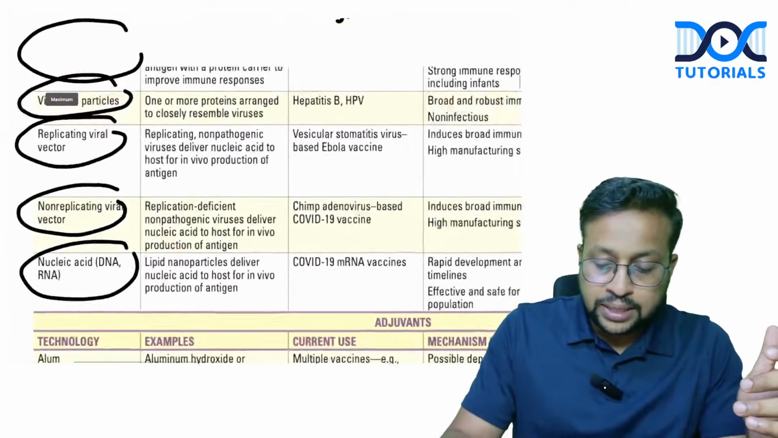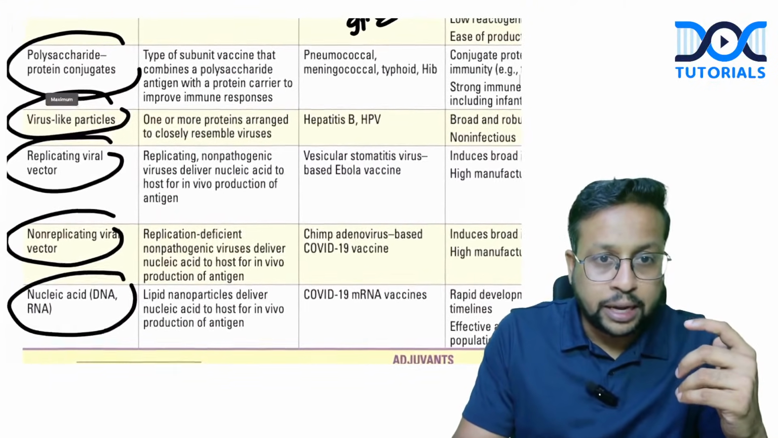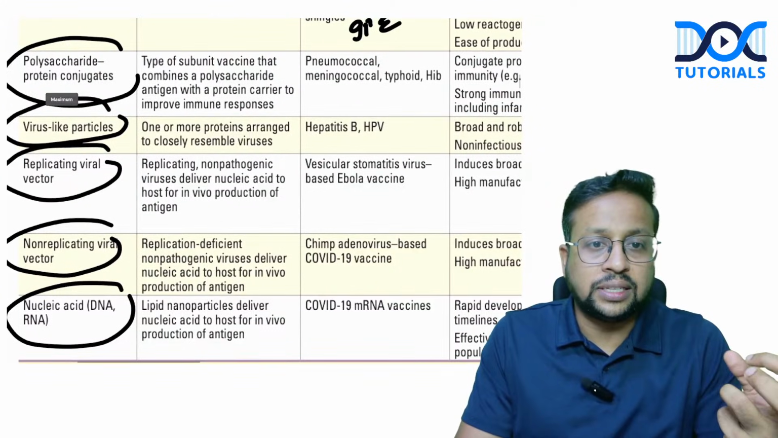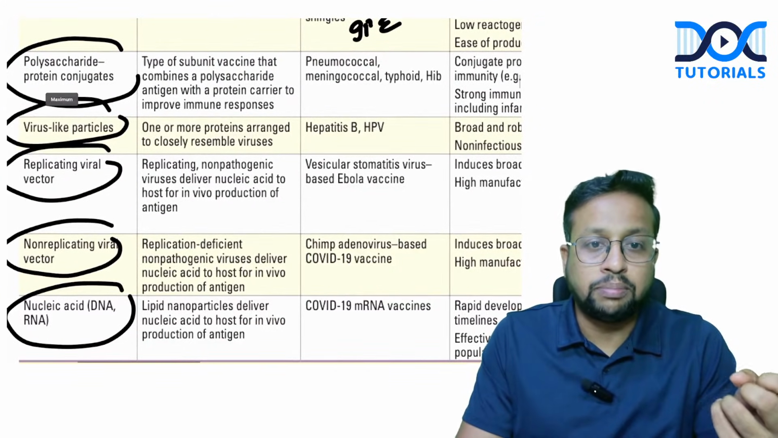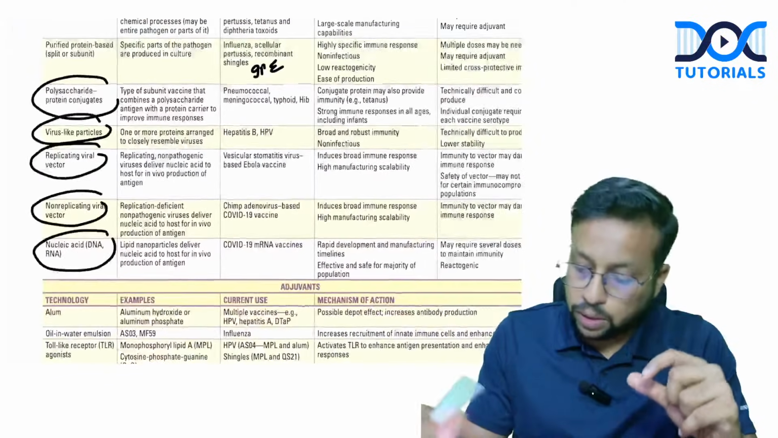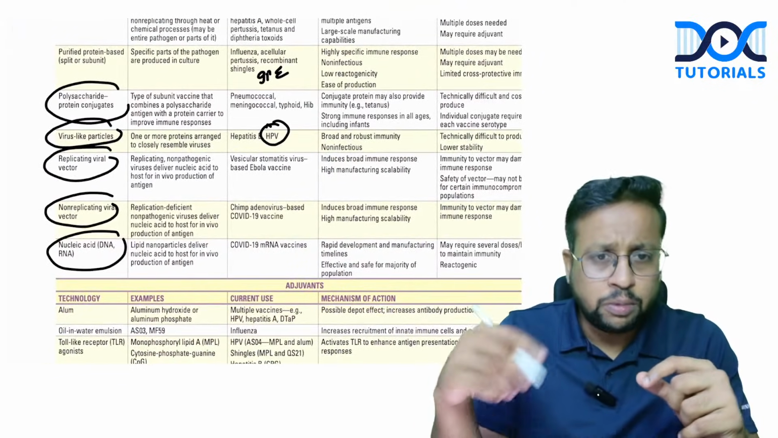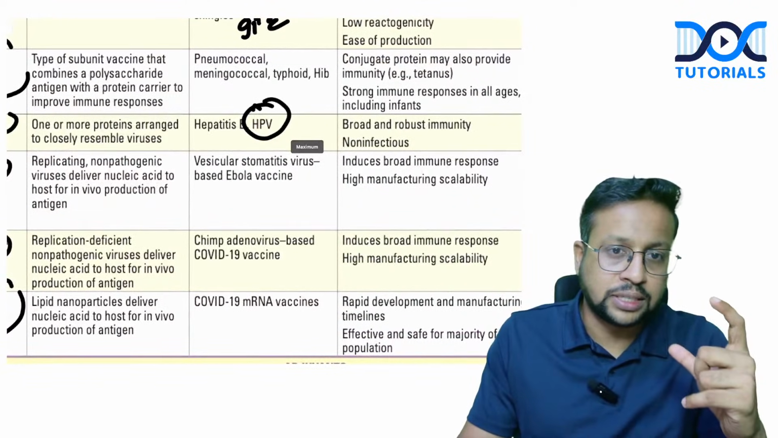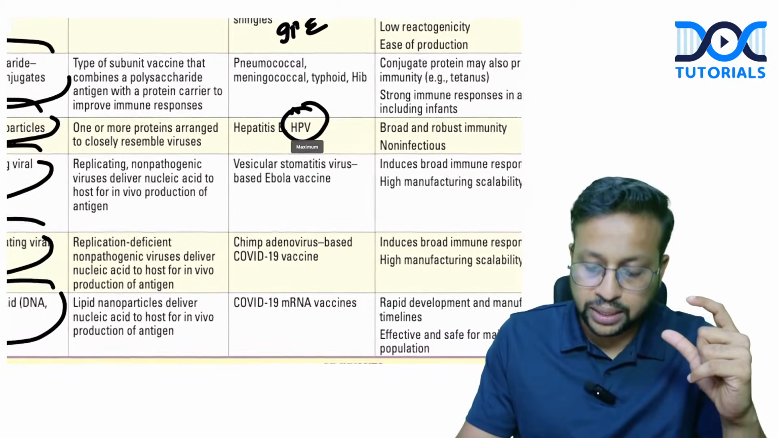Some of the vaccines are like virus-like particles. So one or more proteins are arranged to closely resemble a virus. The most common example is the human papilloma virus vaccine. Some of the hepatitis B vaccines or the newer vaccines also act as virus-like particles.